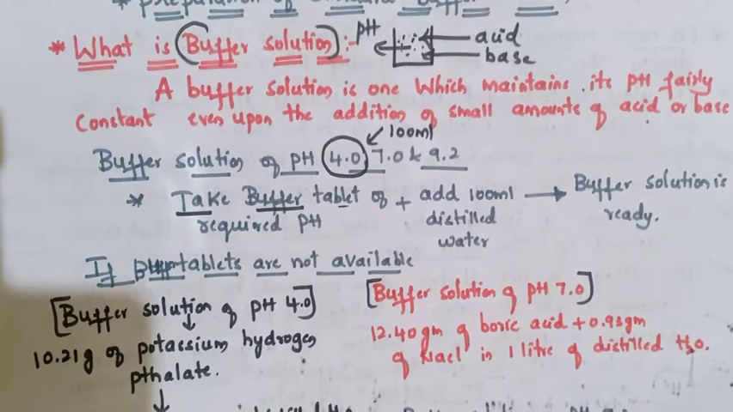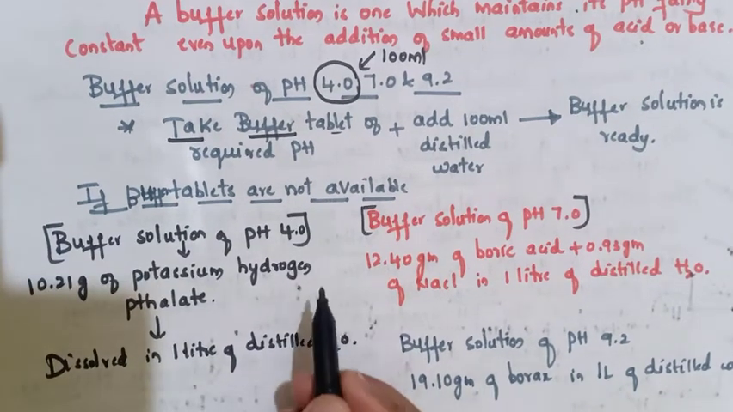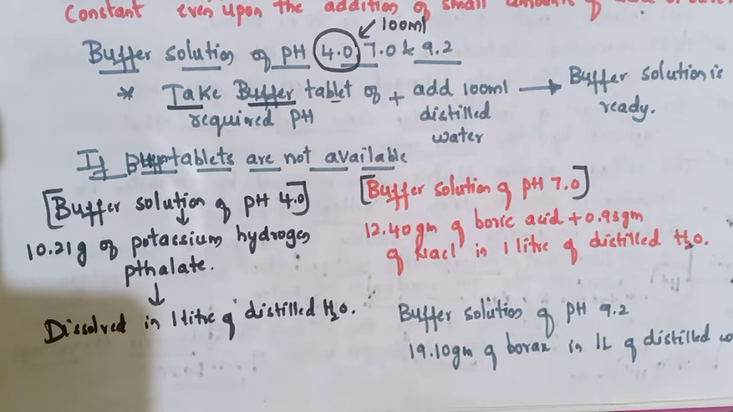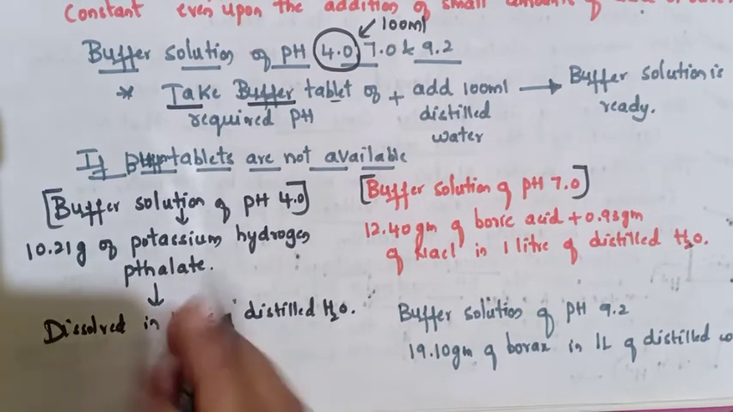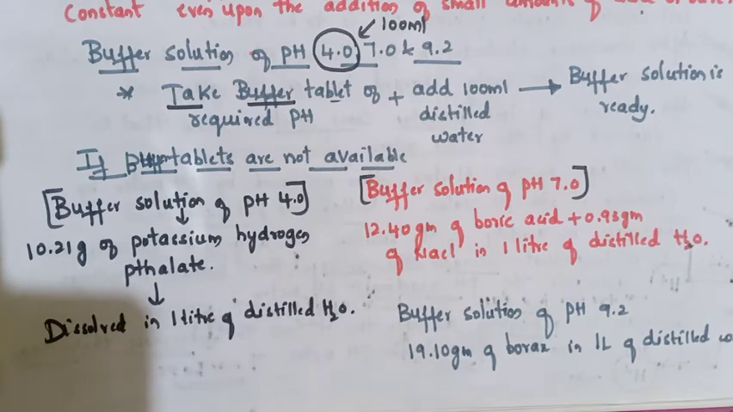Then we can prepare the buffer solution on our own. If we need to prepare the buffer solution of pH 4, then we have to dissolve 10.21 grams of potassium hydrogen phthalate in 1 liter of distilled water.